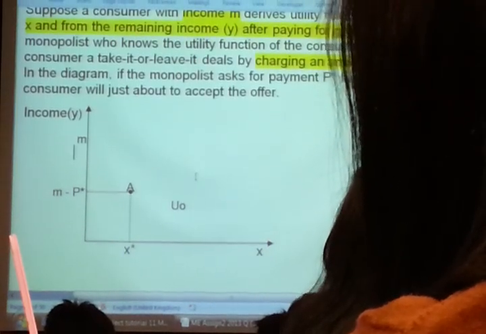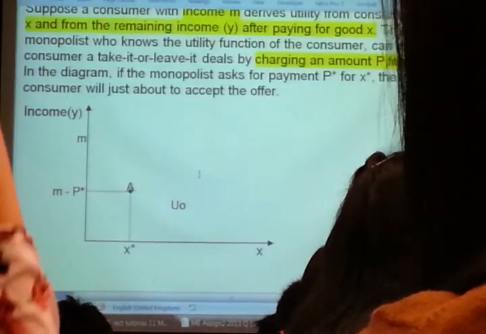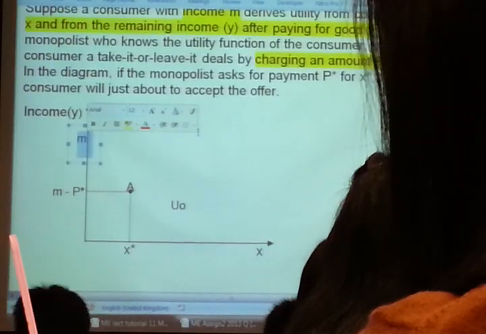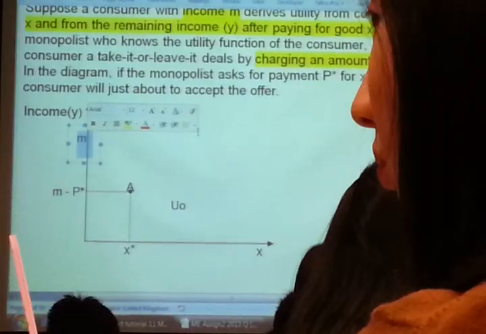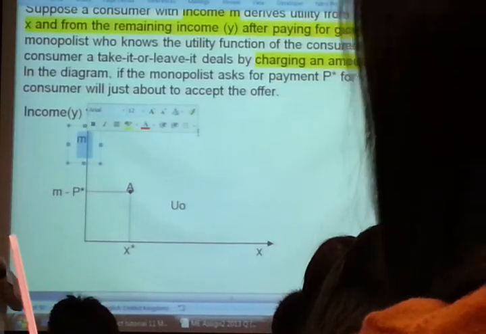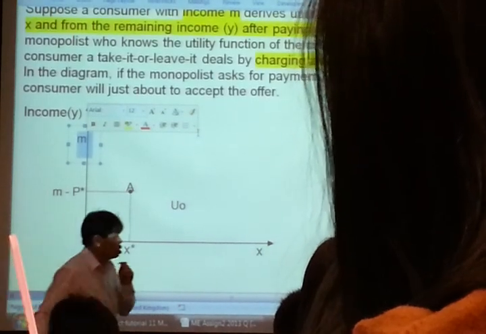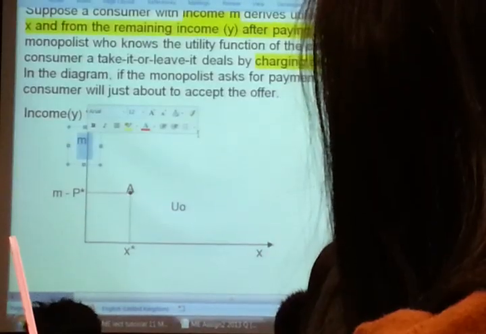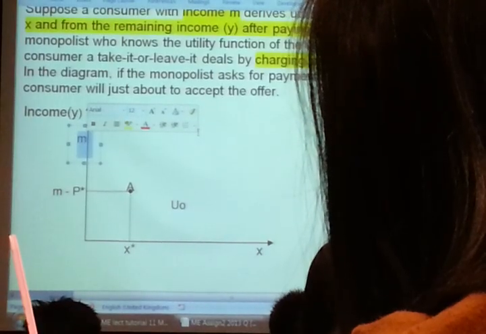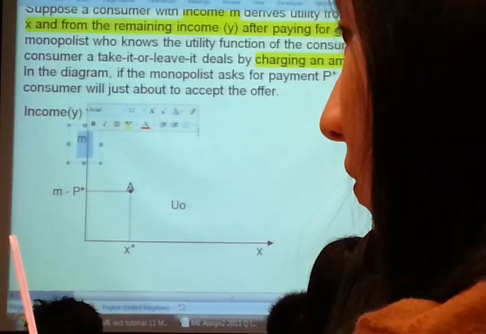Now, if he doesn't buy, where will he be? If this guy doesn't buy, that means X equals 0, he'll be here. His remaining income will be M. You agree? So if you say, you sell me X star for P star, and I won't buy, fine, then your X will be equal to 0. Your remaining income, Y, how much? Will be the full M. So if you don't buy, this guy will be here. Now if he's here, how much is his utility?